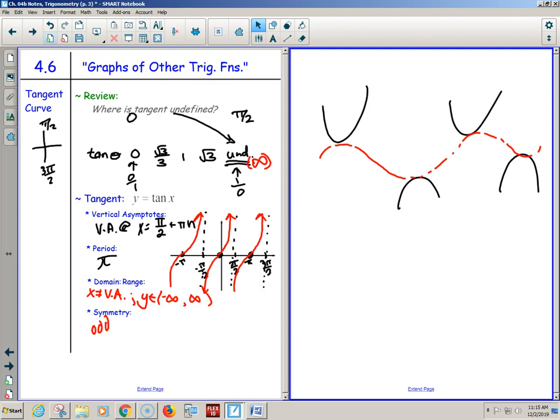Oh, of a transformed one? We didn't do transformed. But Nikki, it's pretty easy, check it.